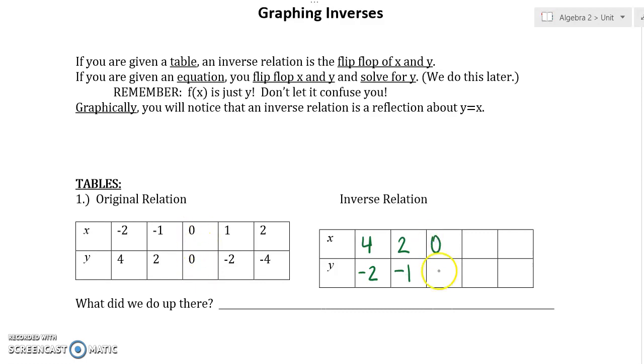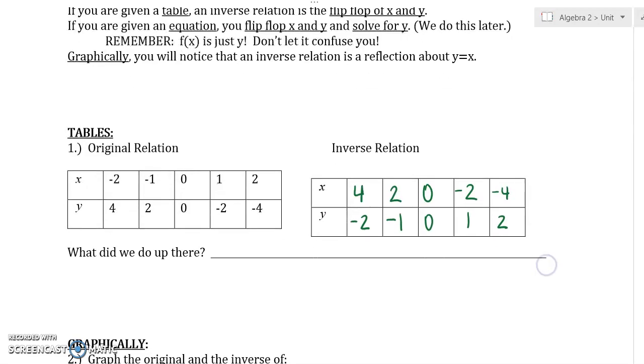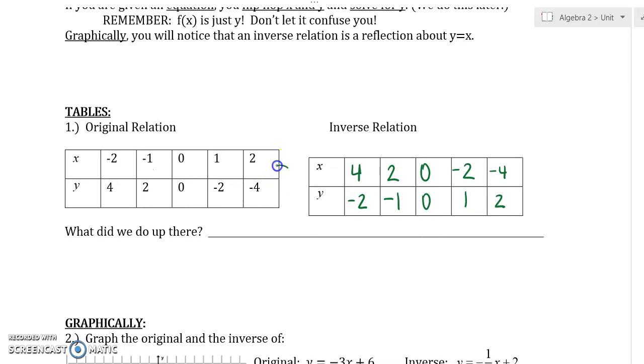0, 0, well that one's easy, it's still 0, 0. For 1, -2, it becomes -2, 1. And for 2, -4, it ends up being -4, 2. So that's the idea of an original relation to its inverse relation. Well, what did we really do? Basically, what we did was we switched the x values and put it into the y for the inverse and the y values in for the x values.